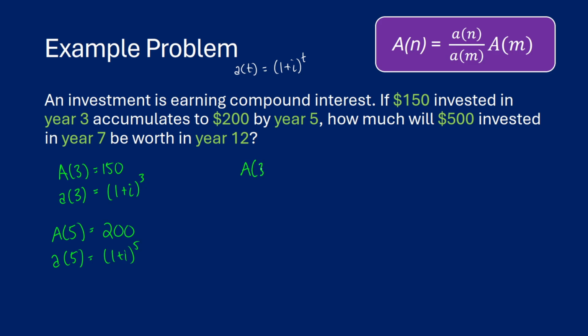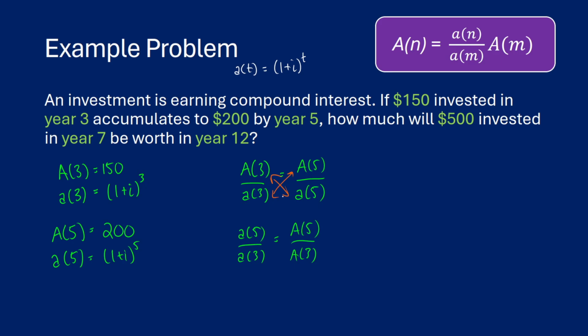Well, we know that big A of 3 divided by little a of 3 is going to be equal to our amount at time 5 divided by the accumulation function at time 5. So if we mess around a little bit, we know that the accumulation function at time 5 divided by the accumulation function at time 3 is equal to the amount at time 5 divided by the amount at time 3. So I just did some cross multiplication on the formula above in order to get this rearrangement in the other direction, but okay.